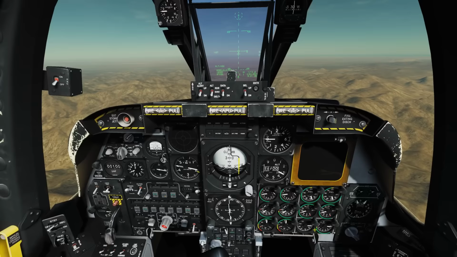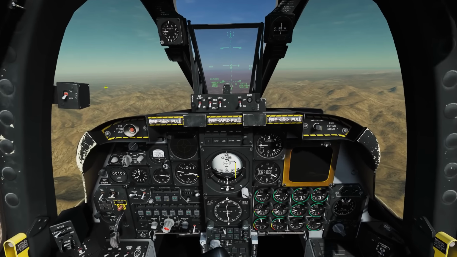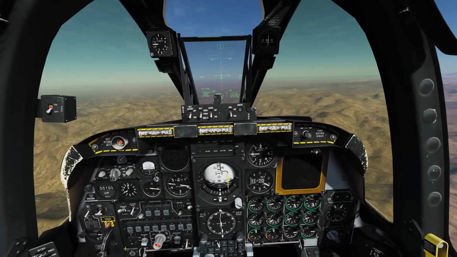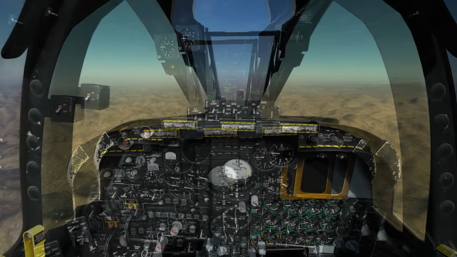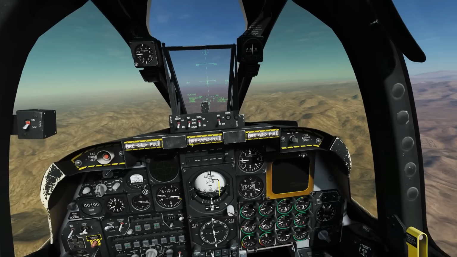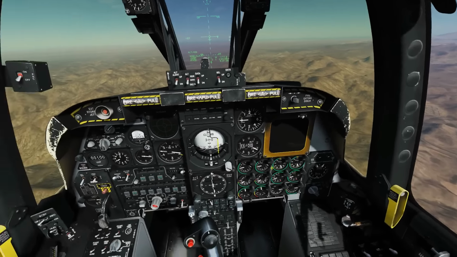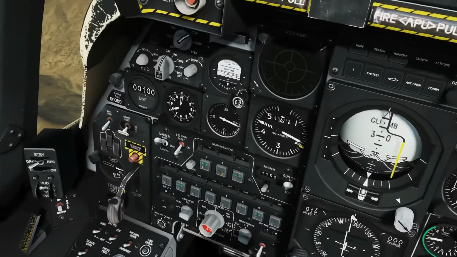Okay, so what we're going to be looking at is basically everything circled in here that is interactable in one way or another. So we'll start at the bottom left and work our way around in a big arc down to the bottom right. So let's see what we've got.